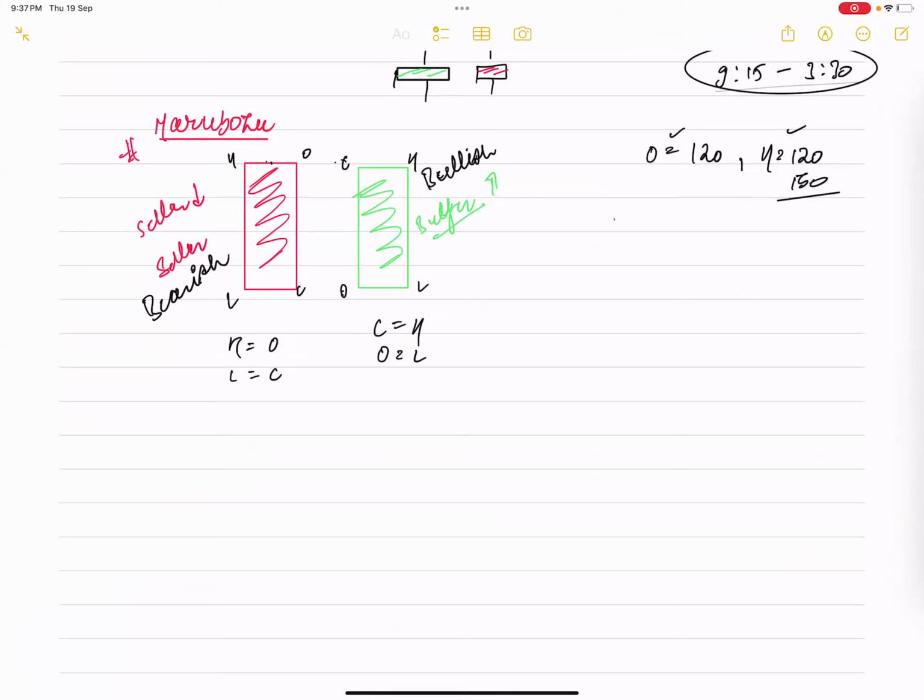So I hope this is clear. The next pattern that goes around is the doji. Do you have an idea what a doji is?